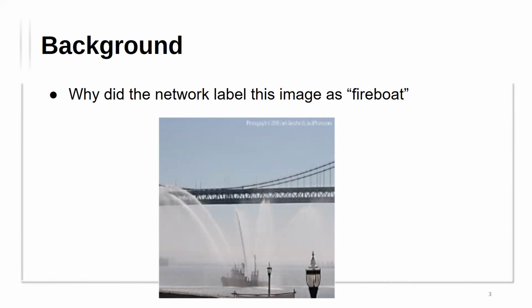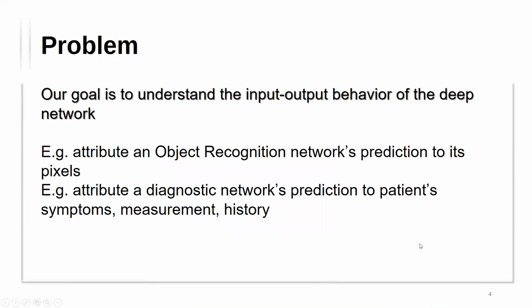Okay. So the background. You can look at this picture, and the network might label the image as firebolt, but we don't know why. So that's the intuition for this paper. Basically, the goal of this paper is to understand the input-output behavior of the deep neural network.